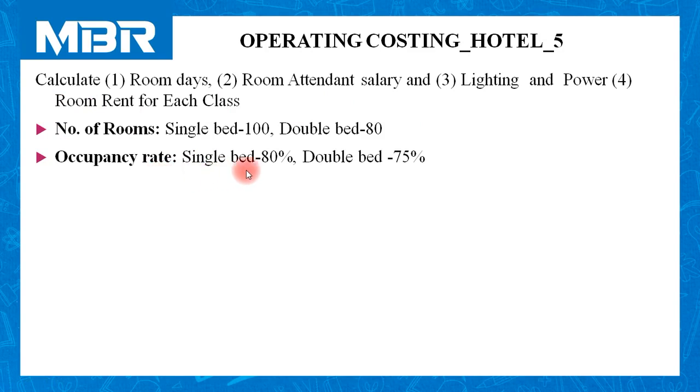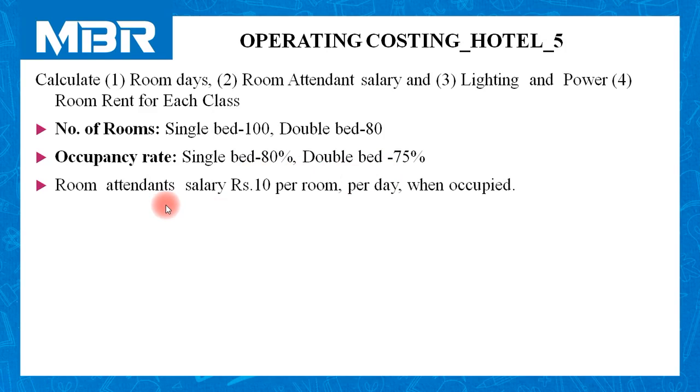Occupancy rate for single bed is 80% and double bed 75%. Room attendant's salary is rupees 10 per room per day when occupied. This is the most important information for us to calculate room attendant's salary, that is given in number 2 over here.